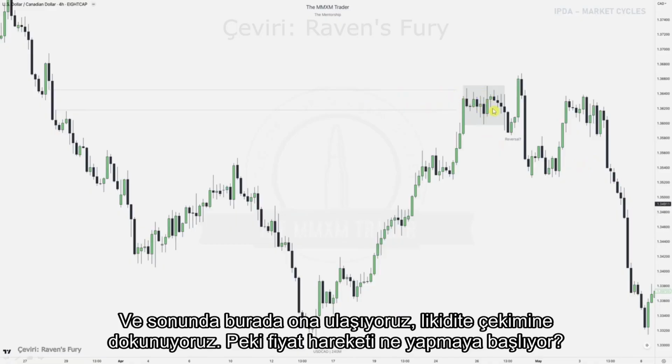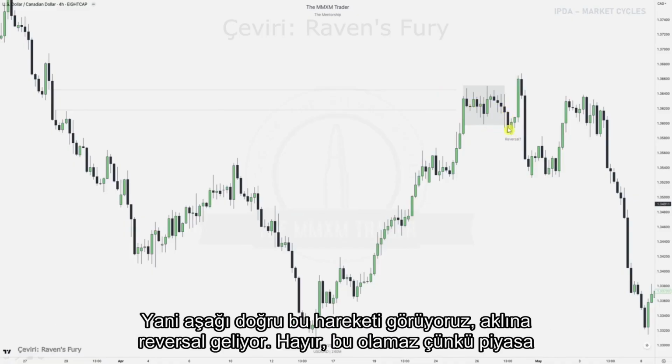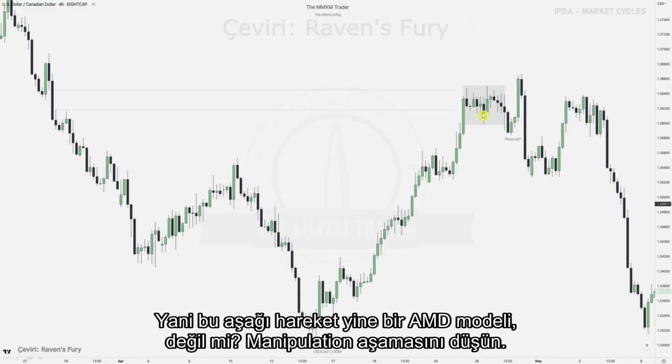But what does price action start to do? It starts to consolidate again, right? So what can't we do once we consolidate? We cannot reverse, right? So we see this move down. You're asking yourself, reversal, right? No, it cannot happen because the market cycles tell us we go from consolidation into expansion, not from a consolidation into a reversal, right? So this move down, again, AMD model, right?